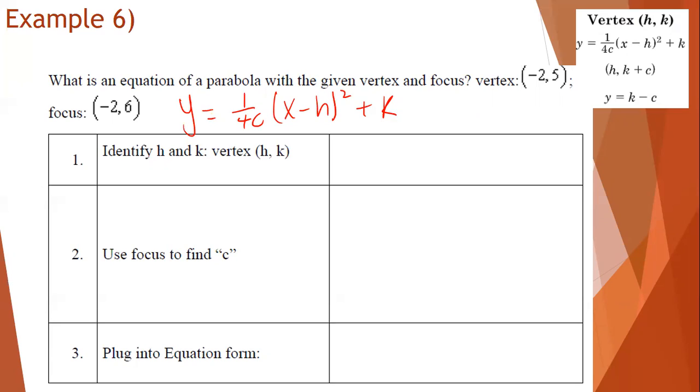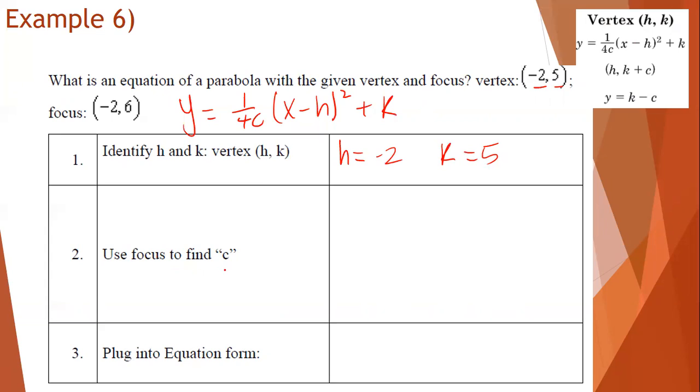So let's identify what our h and our k are. Well, what does h equal? -2. Why do I know it's -2? Because it comes from our vertex. What is our k? 5. Still with me? Yes. Okay.